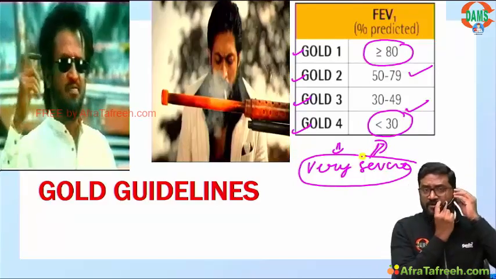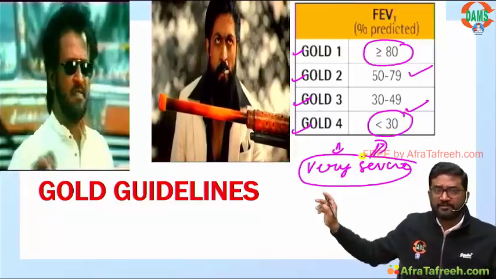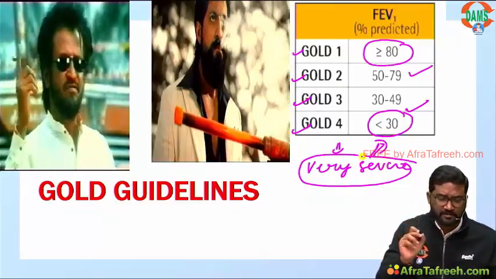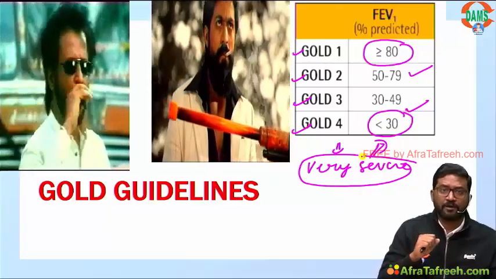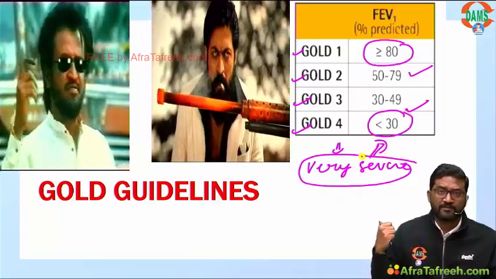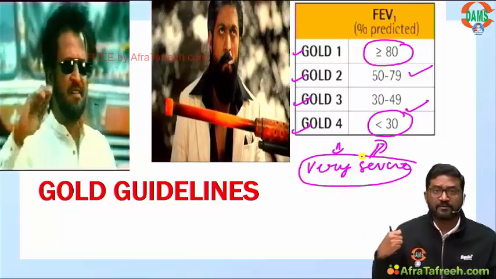So in the question, if you notice, the patient's FEV1 is less than 30% of predicted. So this is called GOLD 4, very severe COPD.